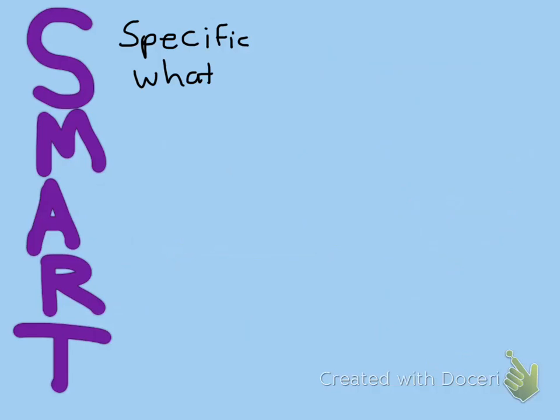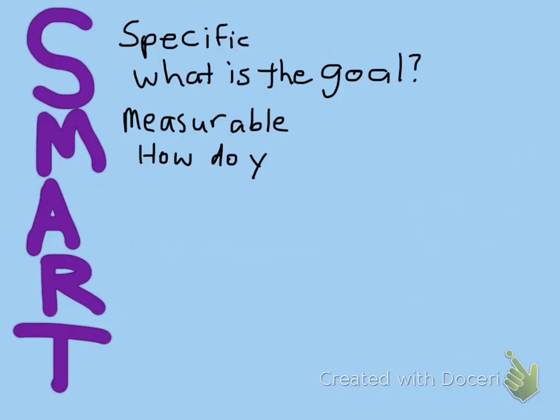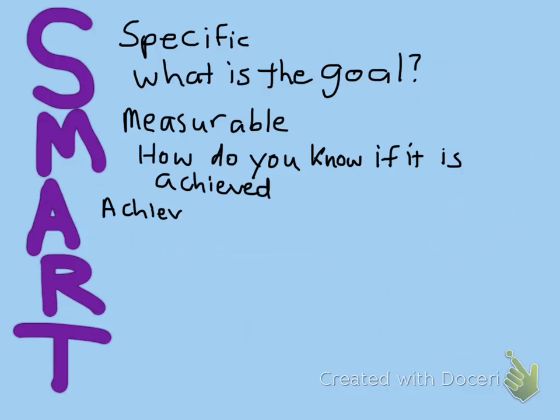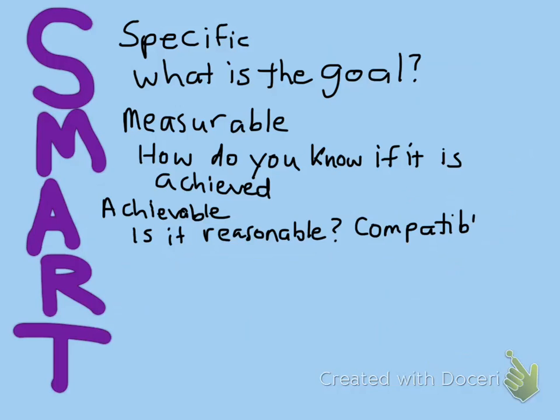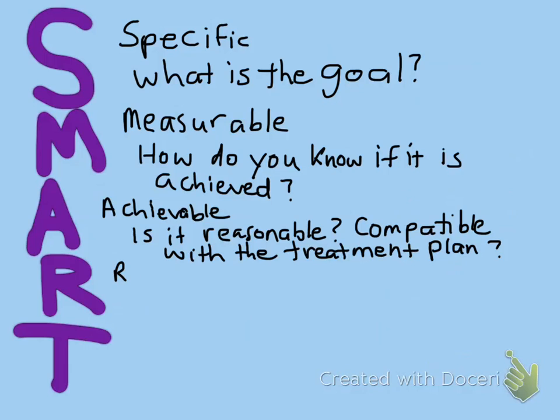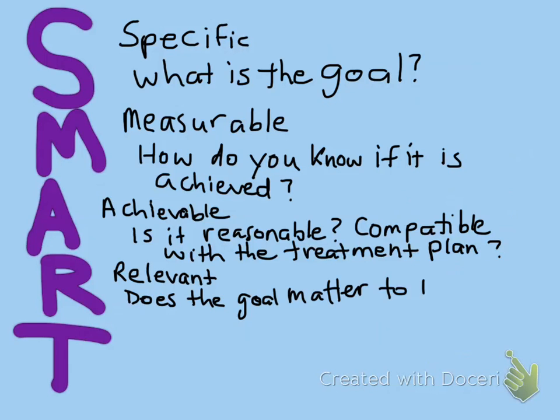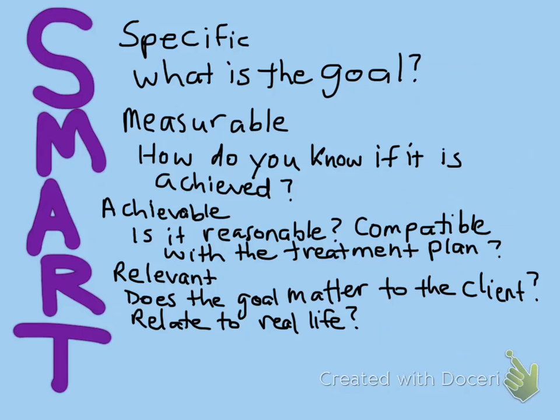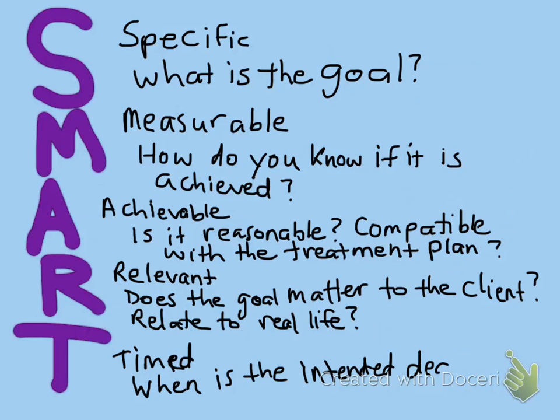So let's look in a little more detail at what these characteristics mean. So specific means, what is the goal? Is it specifically something that we can pursue? Measurable, how do you know if it's achieved? Achievable, is it reasonable? Is it compatible with the treatment plan that's been outlined by the OT or the PT? Is it relevant? So does the goal matter to the client? Is it relevant to the client's actual life? And timed, when is the goal expected to be achieved?